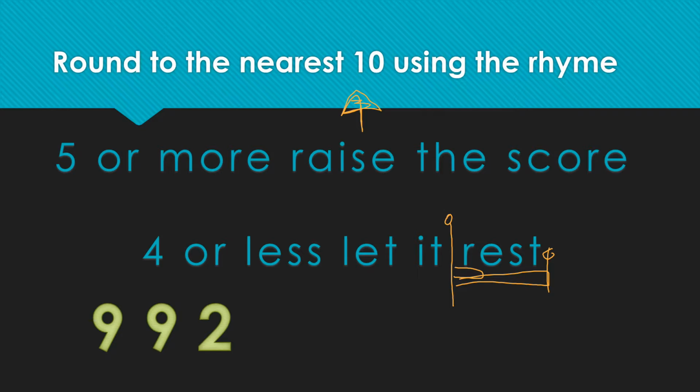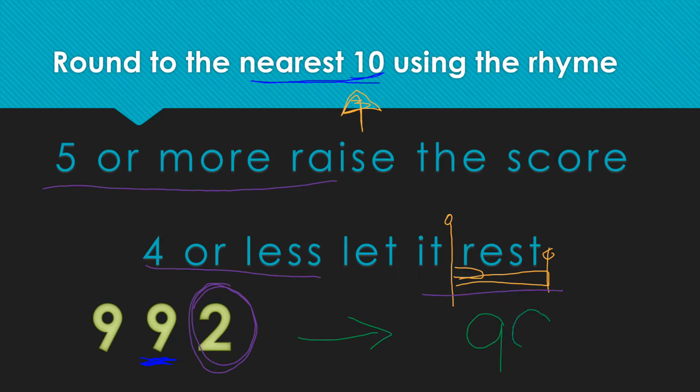So let's look at the number 992. We're rounding to the nearest 10. The 9 is in our tens digit. So since we're rounding to the nearest 10, we're going to figure out, are we changing that 9 to a higher number, or are we letting it rest and stay the same at a 9? To decide on what happens to that 9, we're going to use our rhyme. 5 or more, raise the score. 4 or less, let it rest. So we're looking at this 2. Since the 2 is less than 4, we're going to let it rest. So 992 rounded to the nearest 10 is 990.